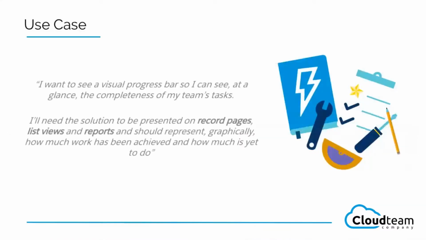So the use case of this webinar. How many of you have managers that have asked you they want to see visualized how far you are in the process? So by a progress bar that represents a certain percentage. And it doesn't need to be just on the record pages, but also on list views as well as on reports. So basically, James is going to show you guys how to create such a progress bar in a few easy steps. And basically, you can apply this to everything.